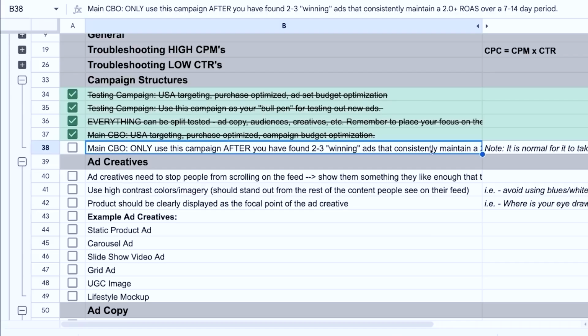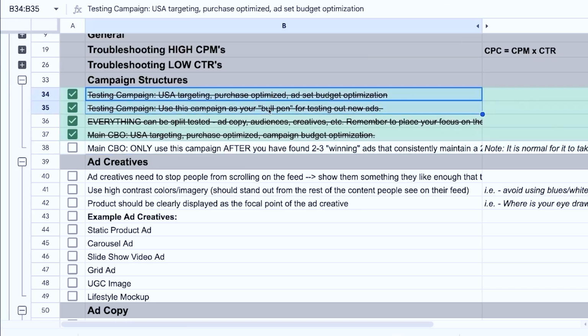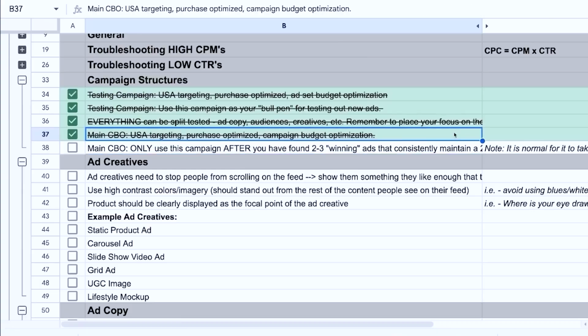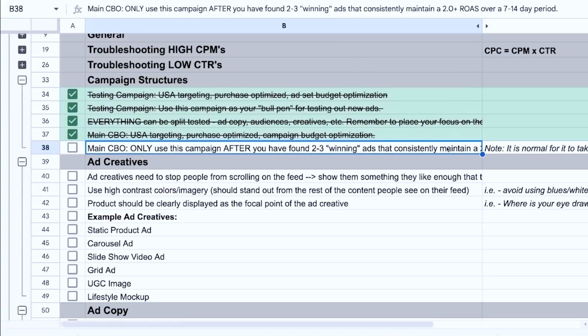But the main concept to take away from this is that in our overall approach to ads, we test out a bunch of different stuff. Again, 70 times more testing is done by the 1% in the testing campaign. And then we just take the best of the best and plant that in the main CBO. And the speed, the 7 to 14 days or however long it takes you to start using the main CBO, is just however long it takes you to test and find your way through to at least 2 to 3 winning ads.